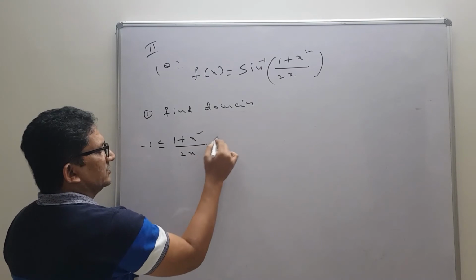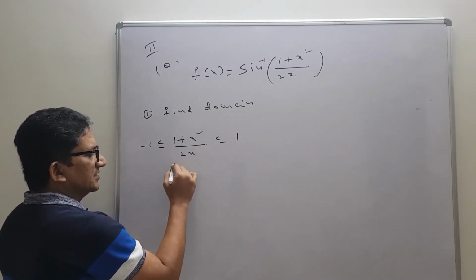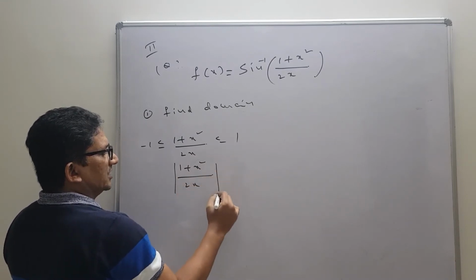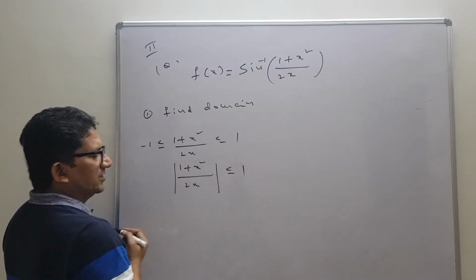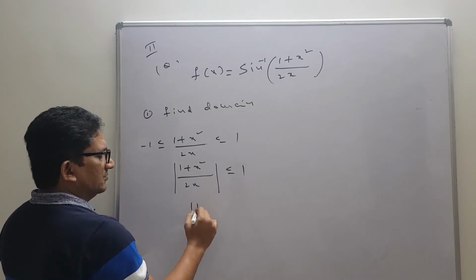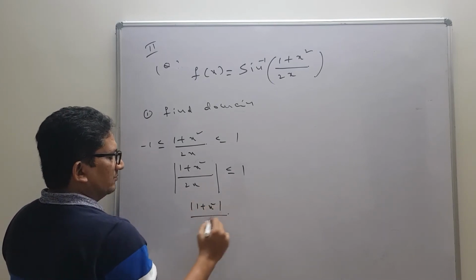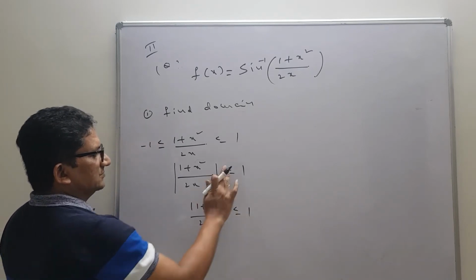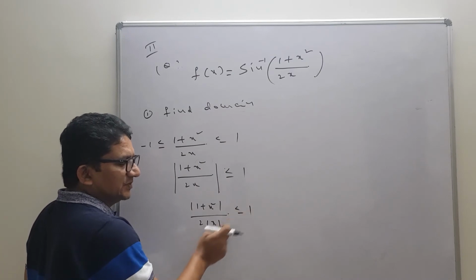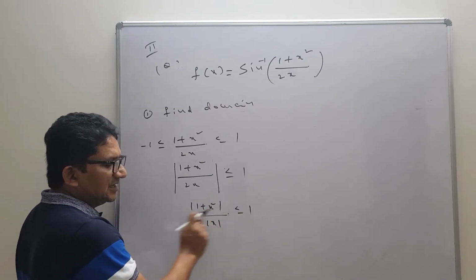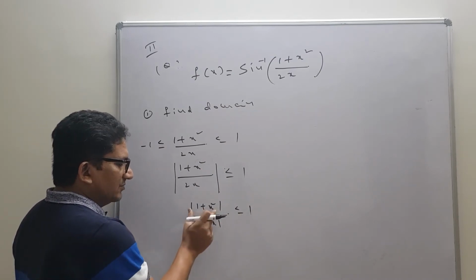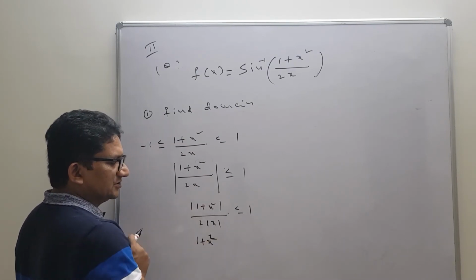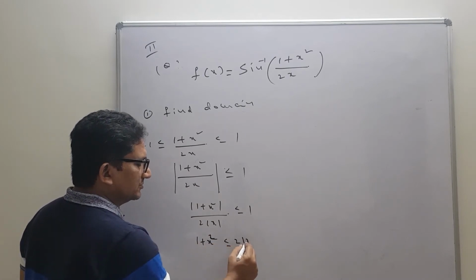Modulus of (1 plus x square) by 2x is less than or equal to 1. So then we can write it as modulus of 1 plus x square by 2 modulus of x is less than or equal to 1. Here cross multiplication is possible because the denominator is always positive. So modulus of 1 plus x square can be written as 1 plus x square because it is always positive, is less than or equal to 2 modulus of x.